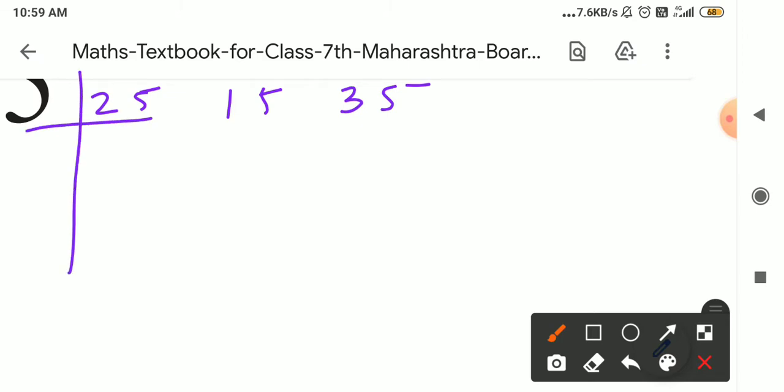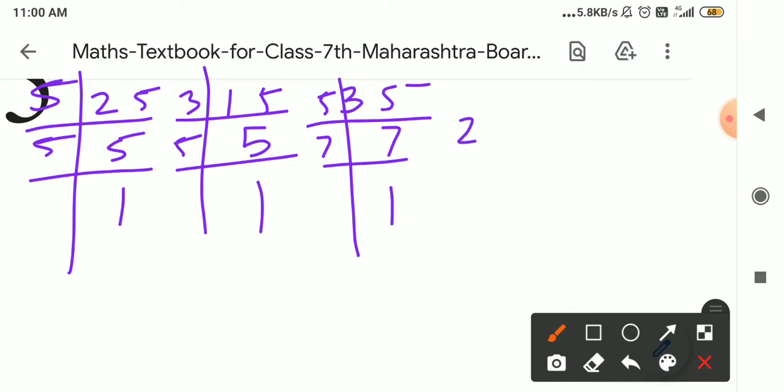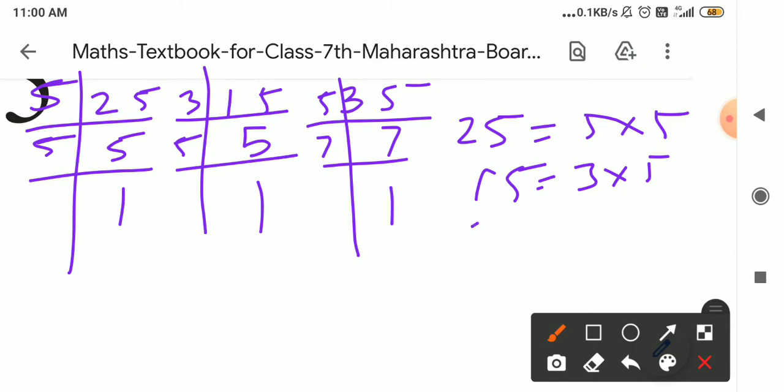So first of all, 5 5s are 25 and 5 1s are 5. Okay, 15's factors are 3 5s are 15 and 5 1s are 5. Here 5 7s are 35 and 7 1s are 7. So if you find the factors, 25 means what? 5 5s are 25. 15 means what? 3 5s are 15. And 35 means 7 5s are 35.